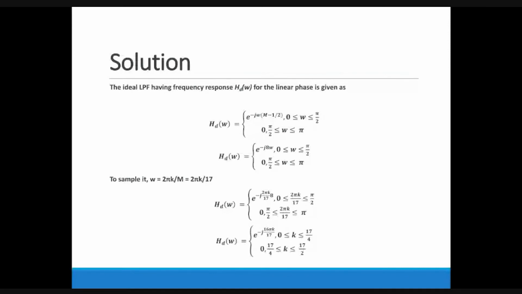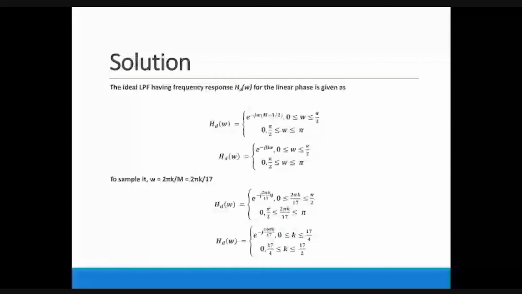Okay, so when you apply this value of omega, your final equation will be in the form of k. So that is not HD omega but HD k, meaning the sampled output: e raised to minus j 16 pi k divided by 17, for 0 less than or equal to k less than or equal to 17 by 4, and 0 for 17 by 4 less than or equal to k less than or equal to 17 by 2.